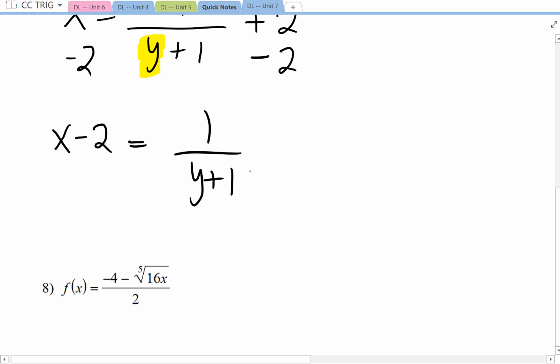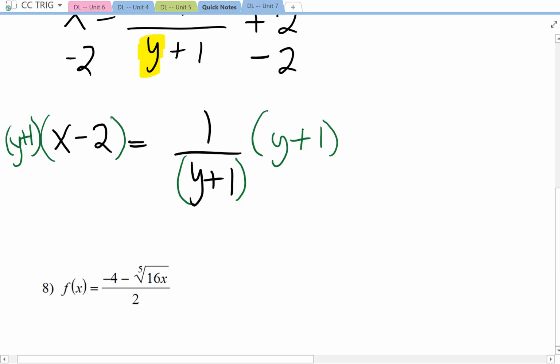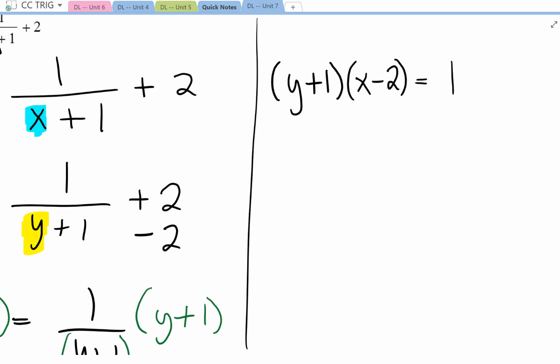Y is in the denominator, and I have to get it out of the denominator. So even though I would like to just leave y on this side and move everything else, I can't. I have to multiply this quantity on both sides to get y plus 1, to get the y out of the denominator. Now we're not going to distribute these because we don't want y with other stuff. We want y away from other stuff.